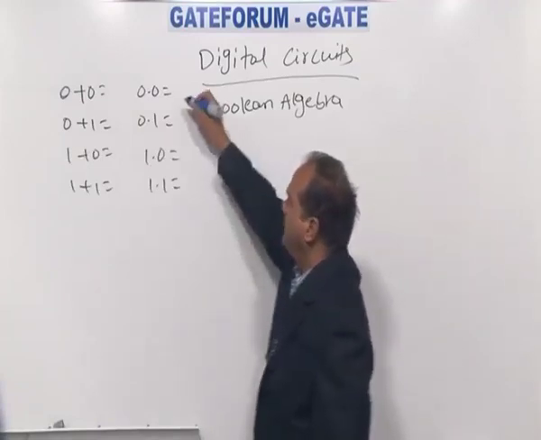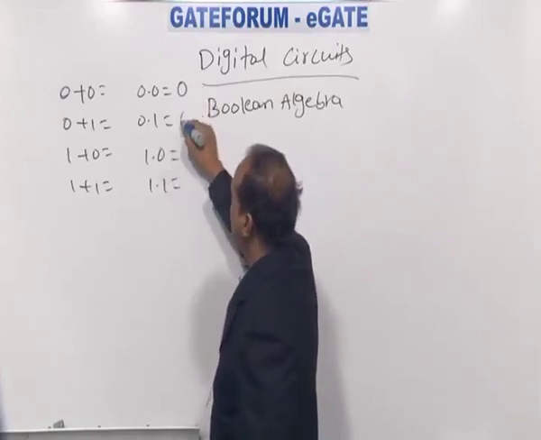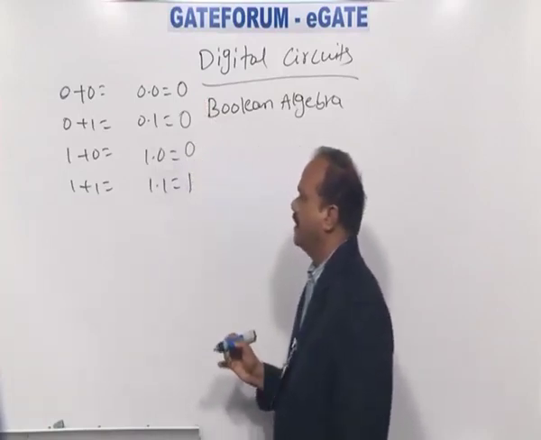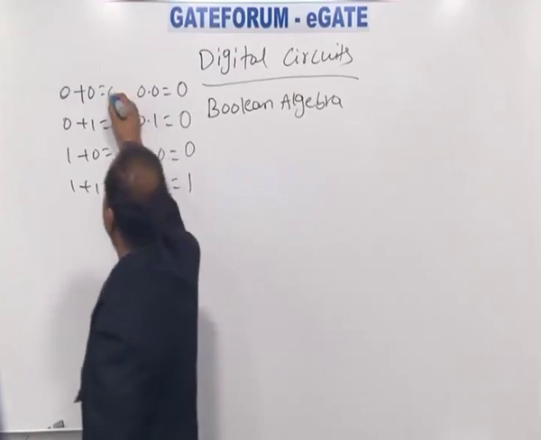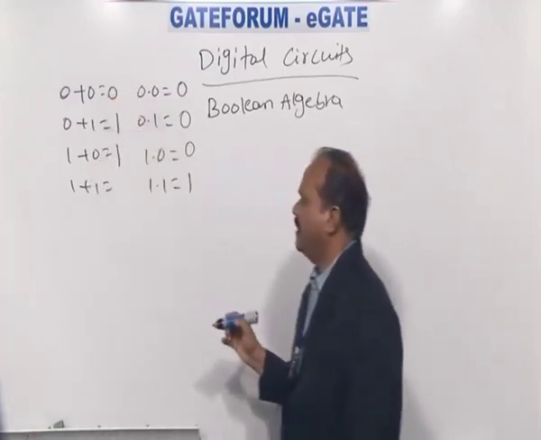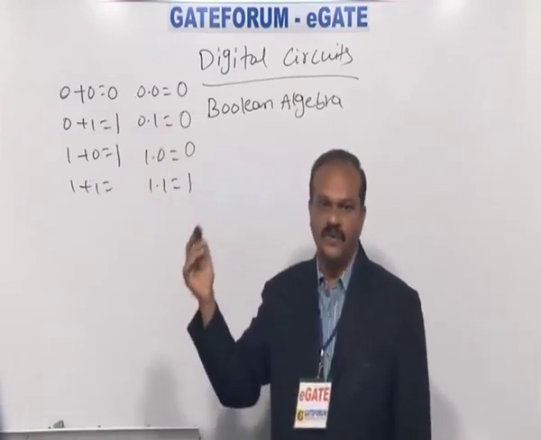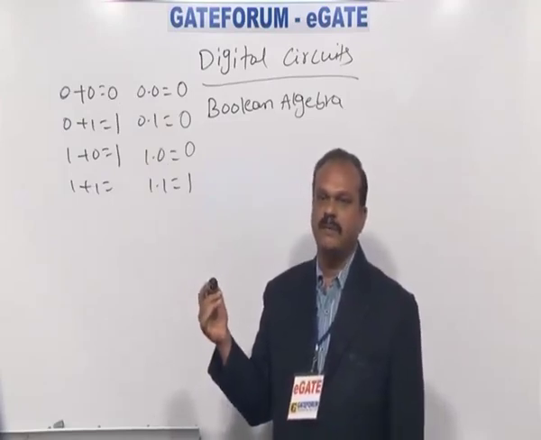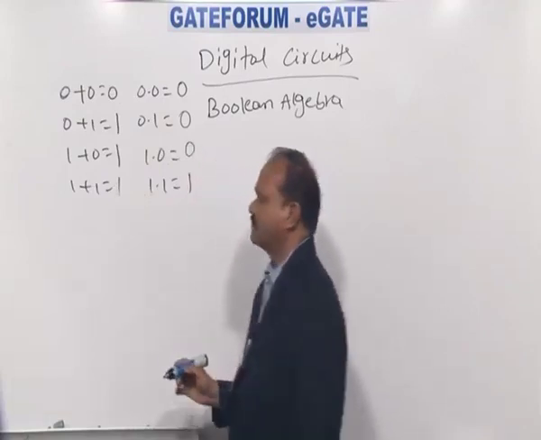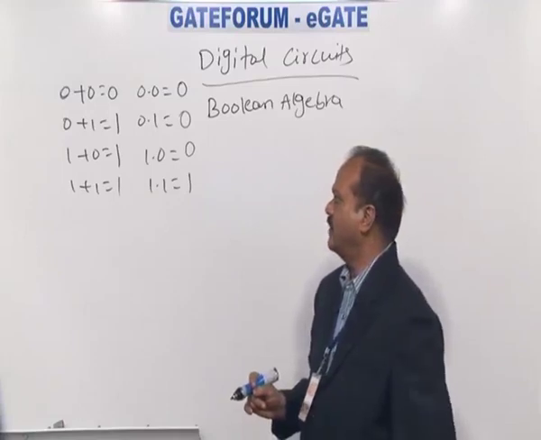And among these 8 rules, this is very easy. Directly we can write as 0. This has also 0. This also has 0. And this is 1. Whereas here, 0 plus 0 is 0. This is 1. This is 1. And only this may be new to you, because 1 plus 1 in the arithmetic addition, what we know is 0 with carry 1. But in the Boolean addition, 1 plus 1 is only 1.